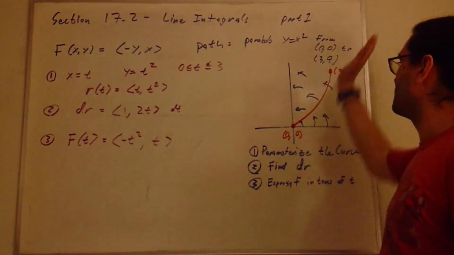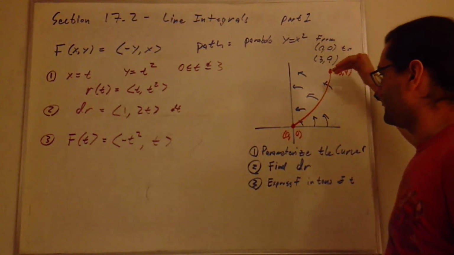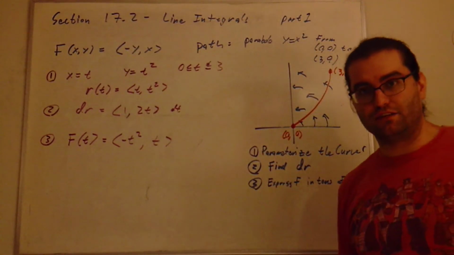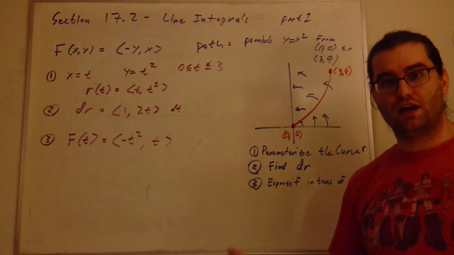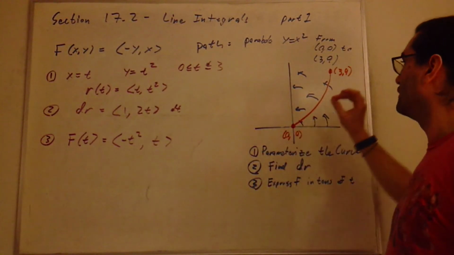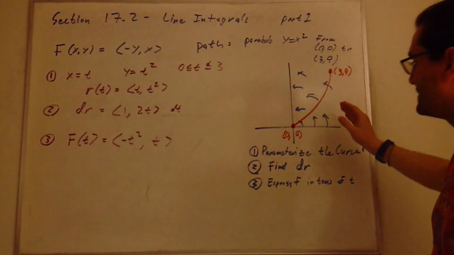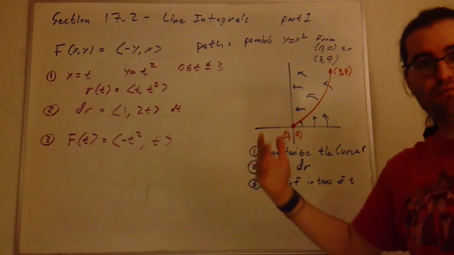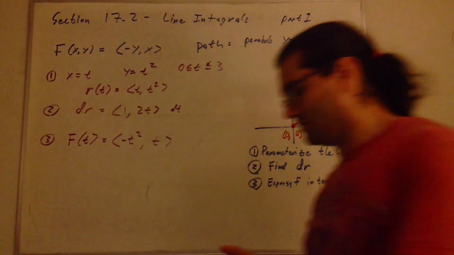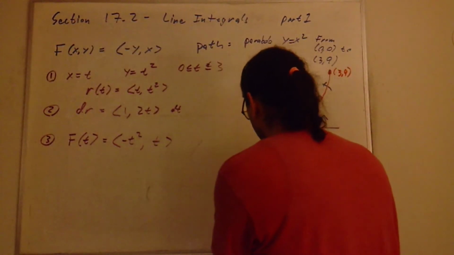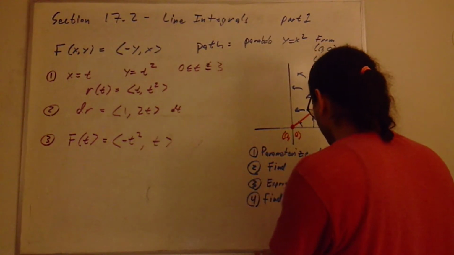And if you have a path that's pushing in the same direction as the vector field, then you'll get a big positive number. If you have a path that is pushing against the vector field, you'll get a big negative number. Hopefully we recognize all of that description as the dot product. We want to take the dot product of the vector field to see how much of this vector field is in the same direction as the tiny little pieces of our path. So, step 4 is find f of t dot dr.